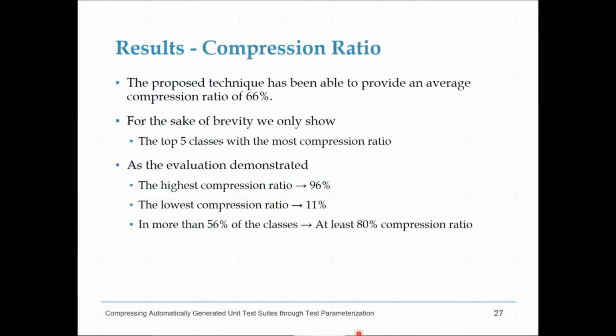Here you can see the results of the evaluation with the help of these 3 metrics. The proposed technique has been able to provide an average compression ratio of 66%. For the sake of brevity, we only show the top 5 classes with the most compression ratio in the next slide. As the evaluation demonstrated, the highest compression ratio was 96%, the lowest compression ratio was 11%, and in more than 56% of the classes we observed at least 80% compression ratio.